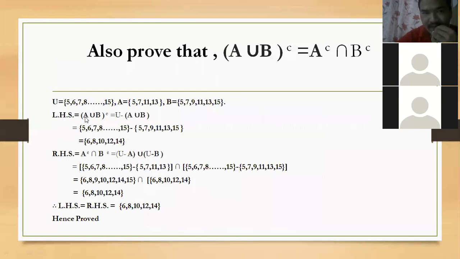After this we have to find out, as I told you, first of all find out the left hand side, A union B complement. A union B complement means U minus A union B. Then its answer will come 6, 8, 10, 12, 14. Then find out RHS. RHS, what is there? A complement intersection B complement. A complement means U minus A, and B complement means U minus B. Then find out their intersection. Its answer also comes 6, 8, 10, 12, 14. Both left hand side and right hand side answers came the same. That means the property is proved. This is proved. Okay, children, Eugene.